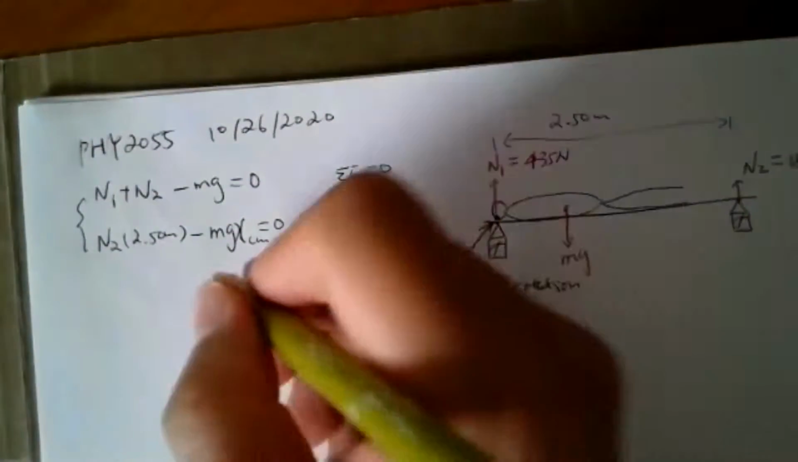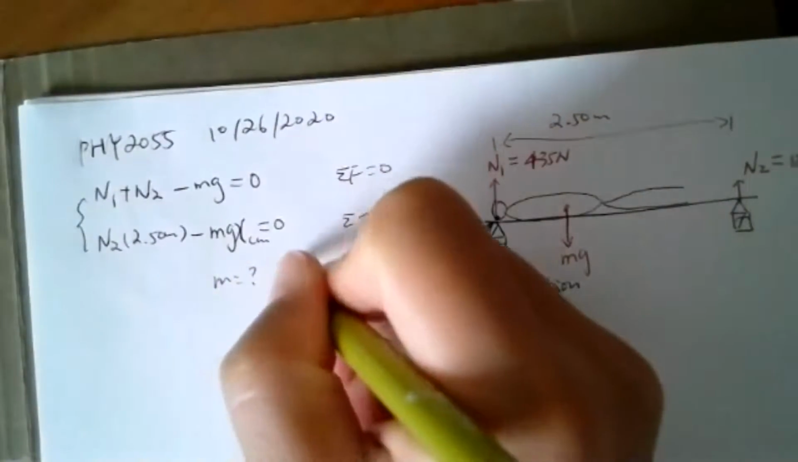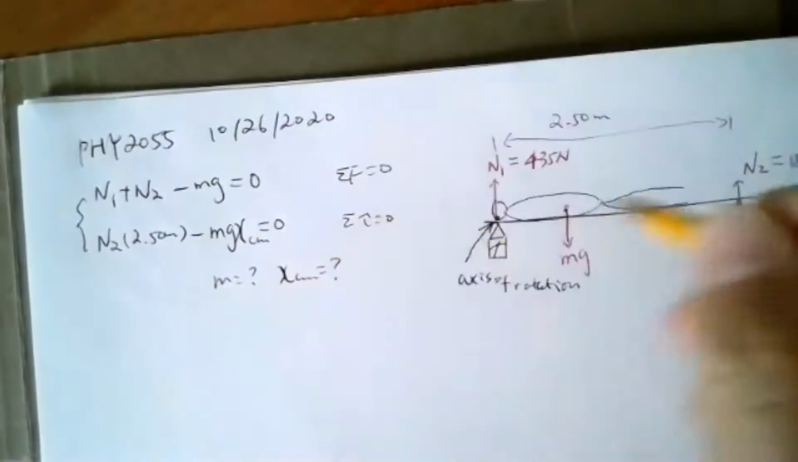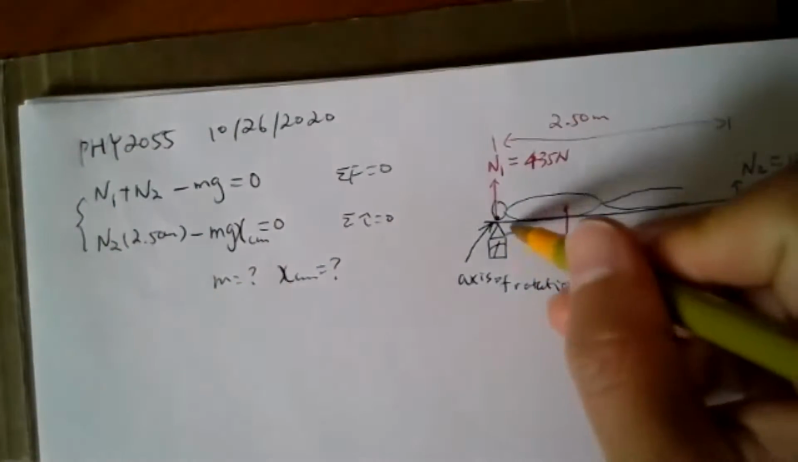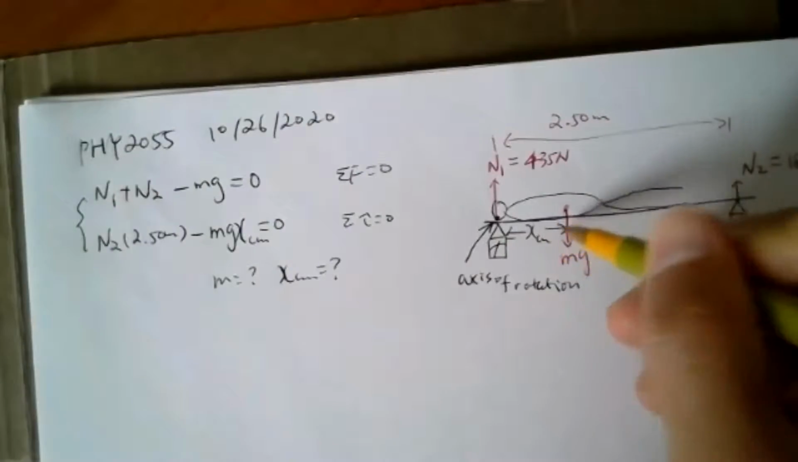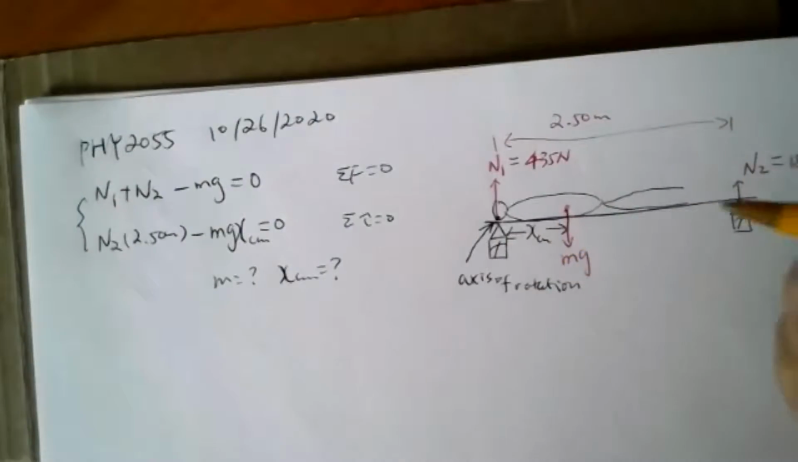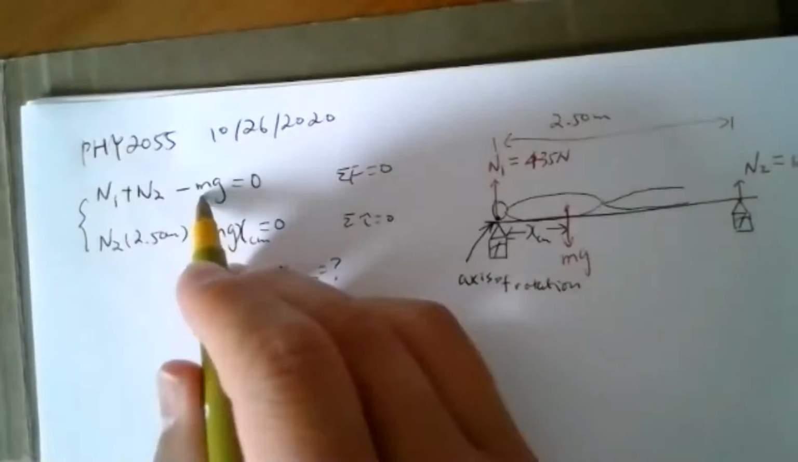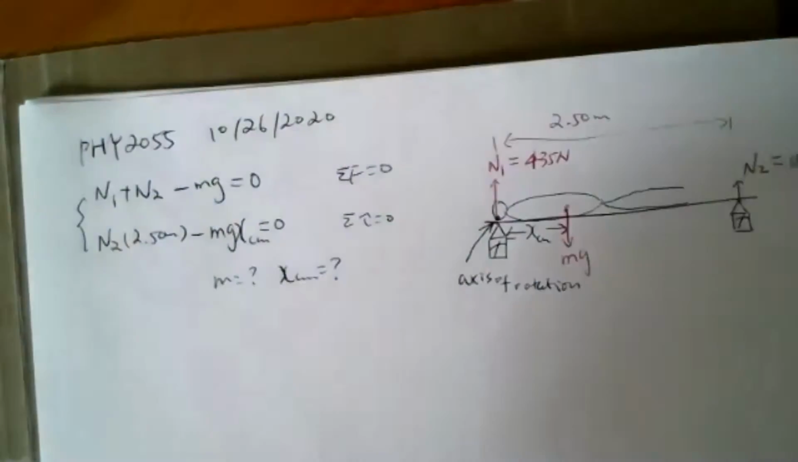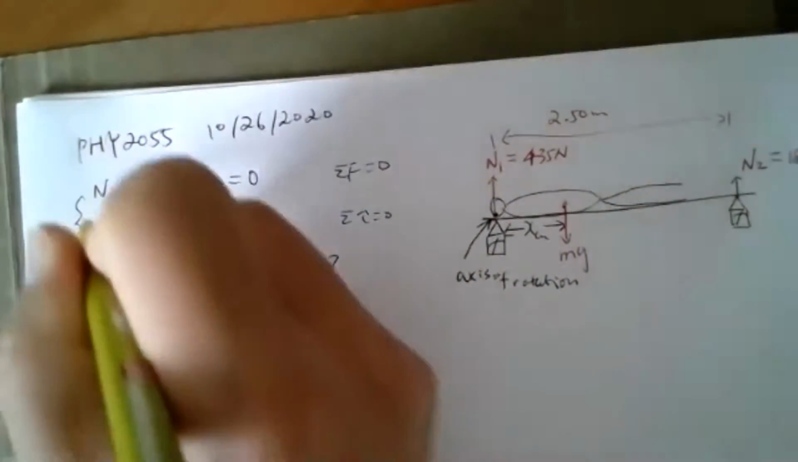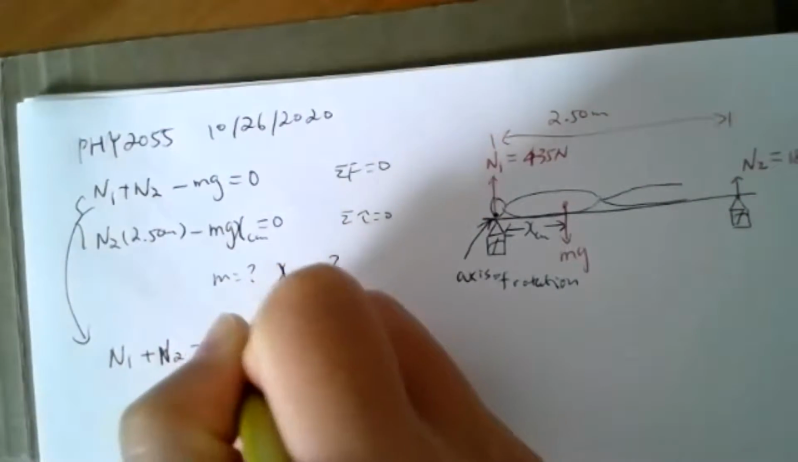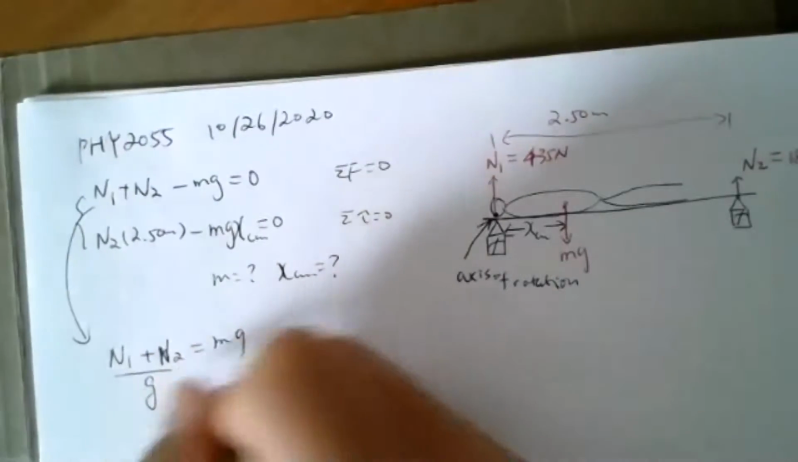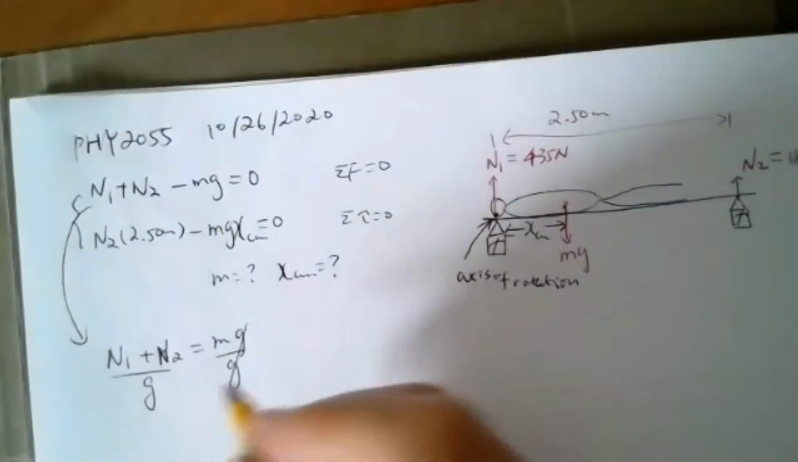Okay, so you basically have two equations. You have two unknowns to solve, m and then the center of mass measured from the head of the student. This would be your x center of mass. All right. From the first equation, basically you can solve for m because N1, N2 are given, g is 9.8. So from the first equation, it will tell you N1 plus N2 is equal to mg, right? So then divide both sides by g to give you the m.